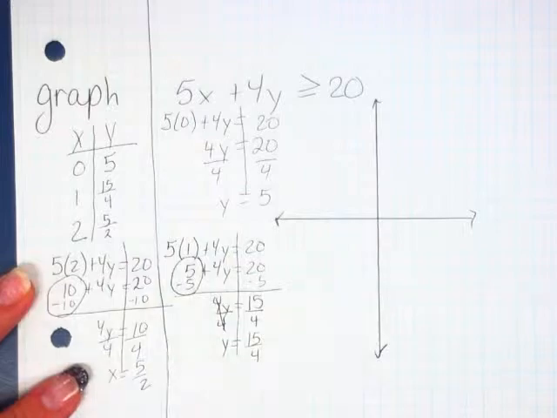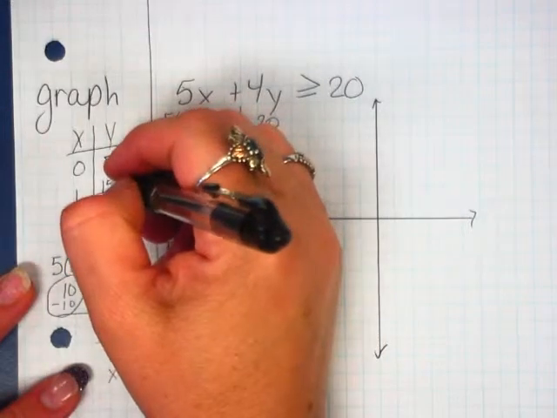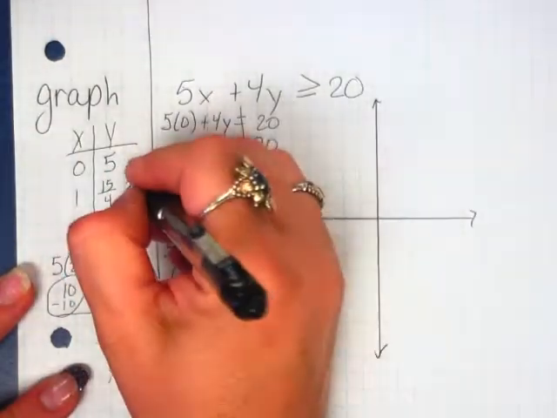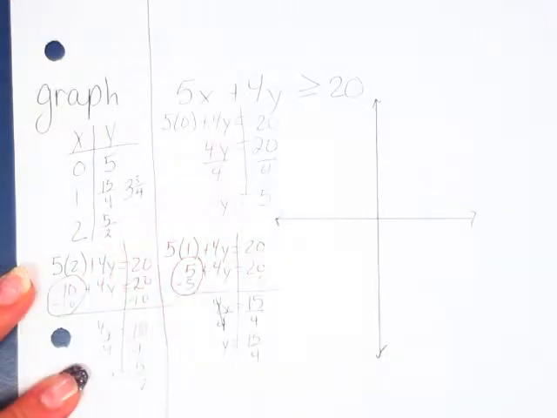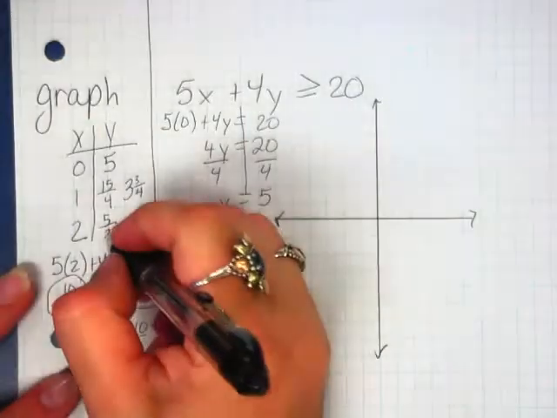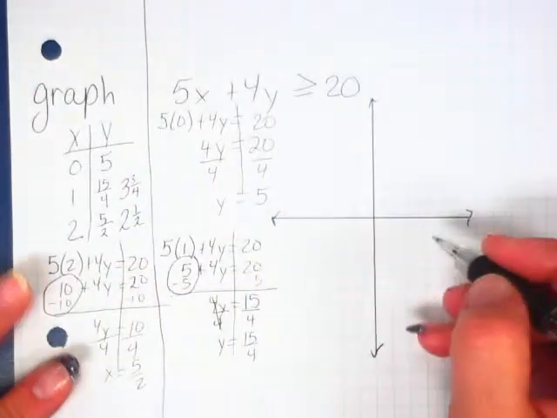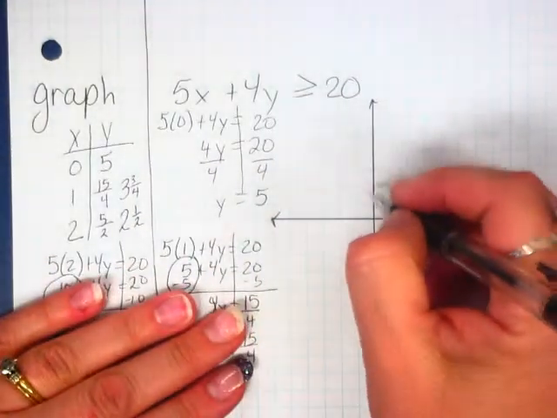Now I'm going to write these as mixed numbers because it'll be a lot easier to graph. So 4 goes into 15 3 times. That's 12 with 3 left over. So 3 and 3/4. Down here, 2 goes into 5 2 times with 1 left over. So let's graph that. (0, 5).